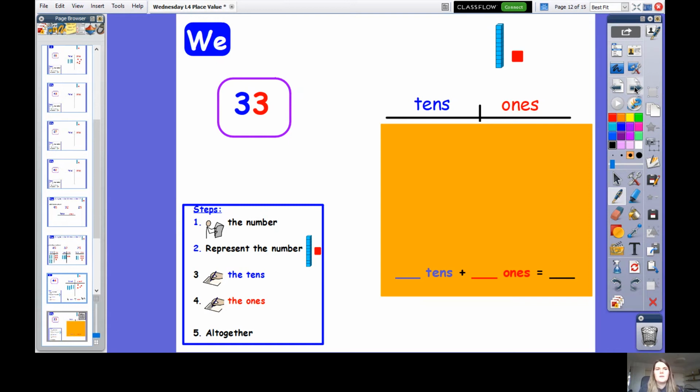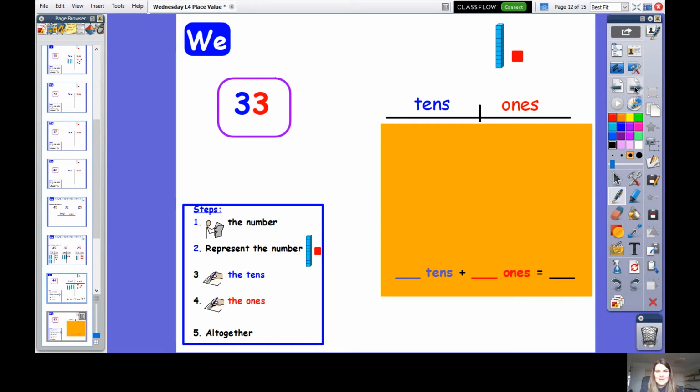Read the number. Then what do we do? Find the tens and the ones. Very good. Put them in the columns. Very good. Write the tens. Write the ones. Tell me how many there is altogether. Okay, you're going to put me on pause and you're going to have a go for 2 minutes. Off you go.